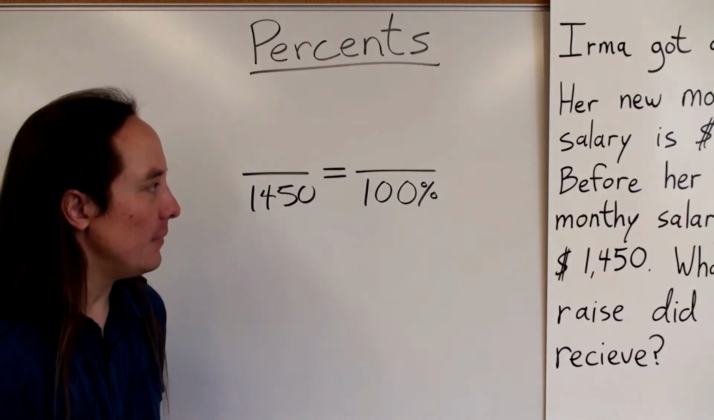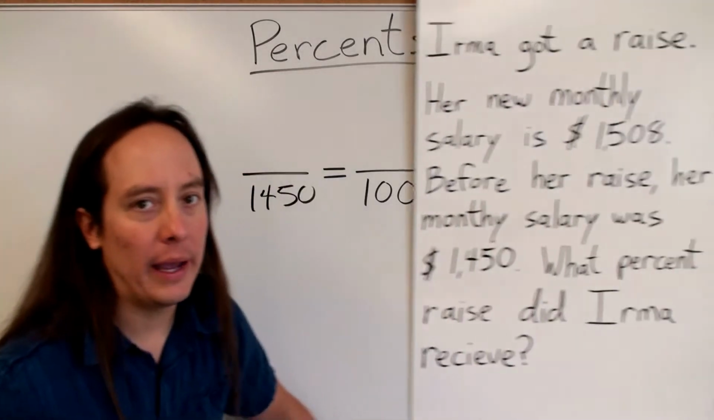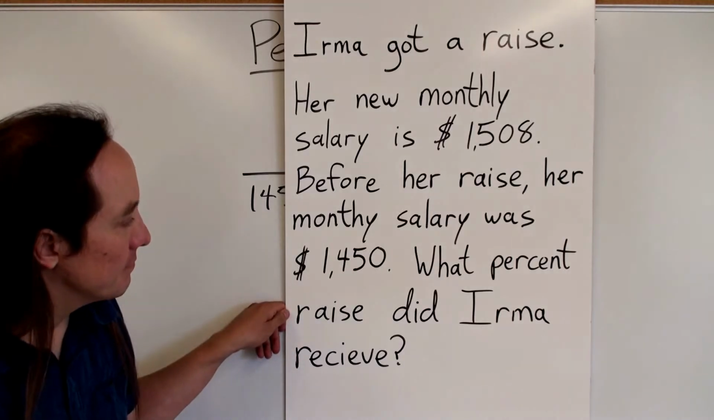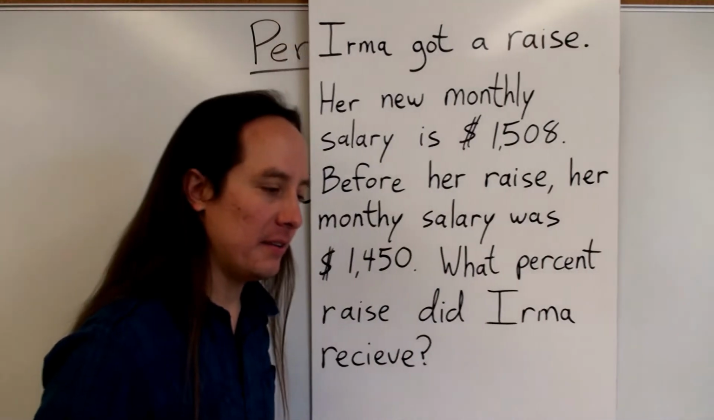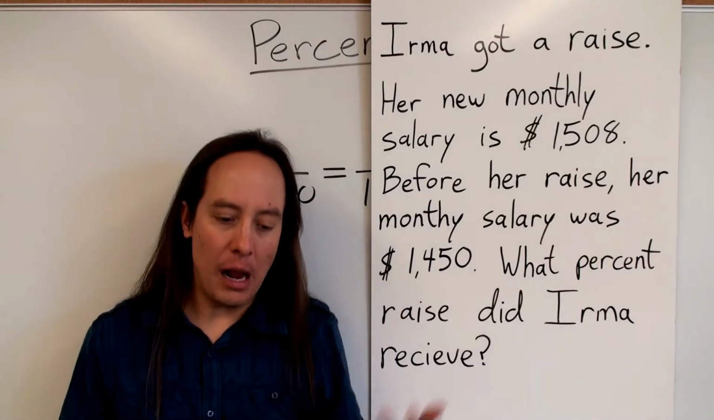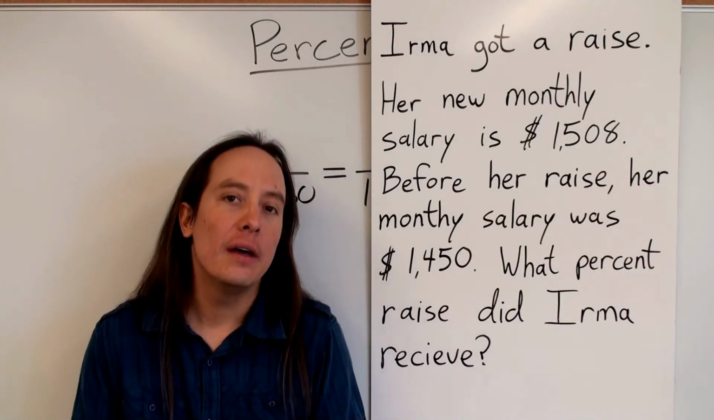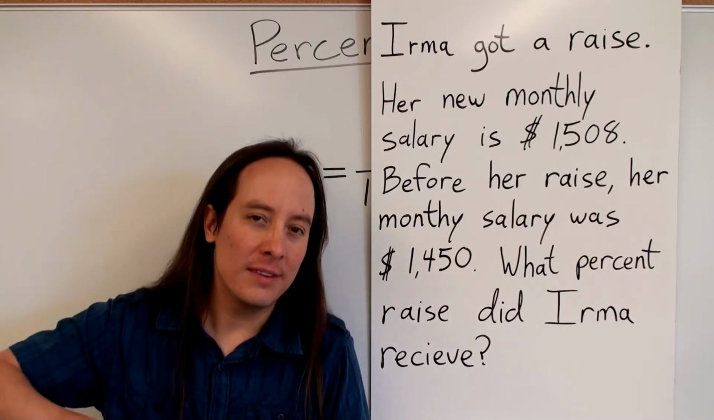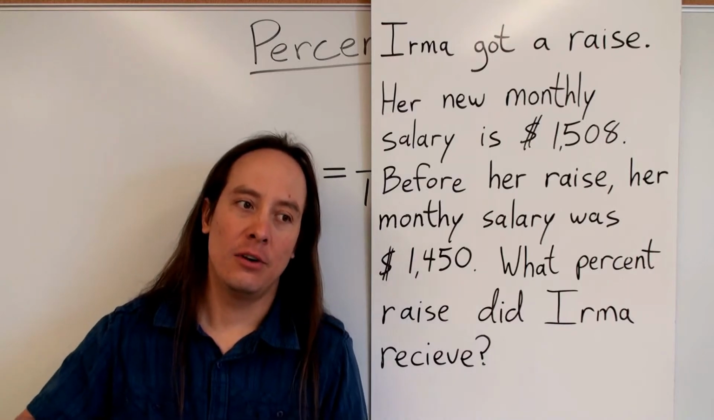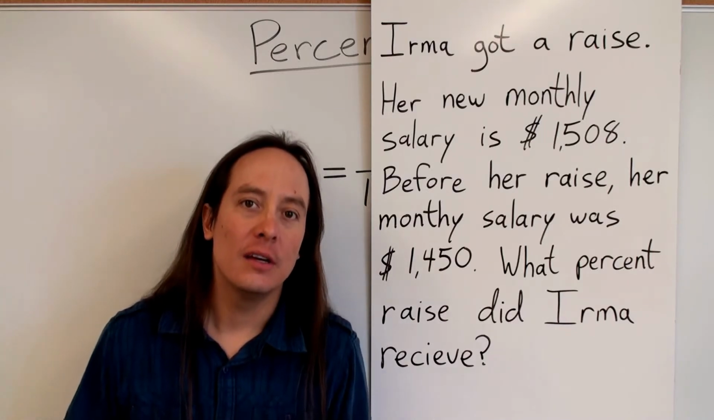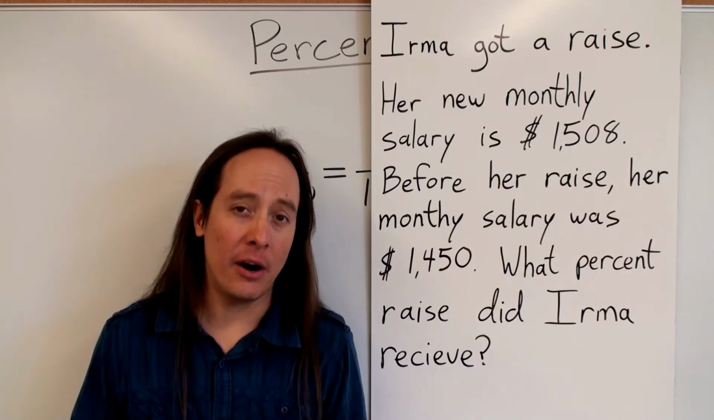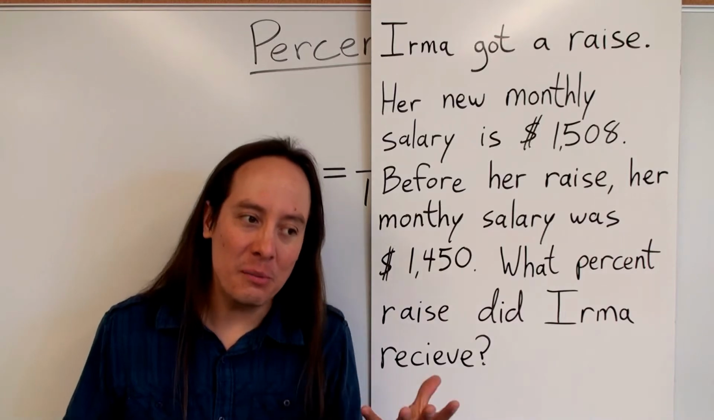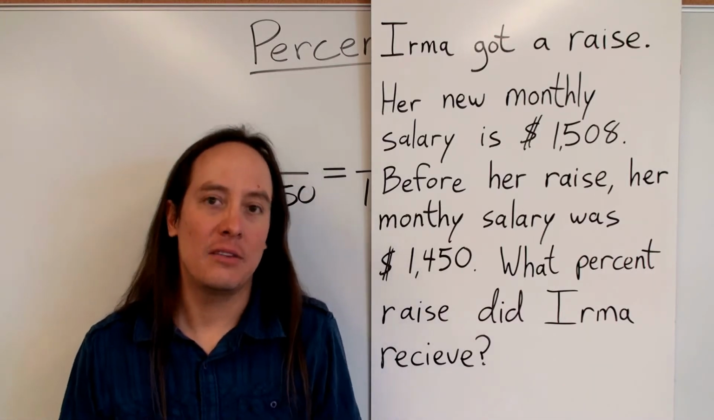All right, so let's go ahead and put the $1,450 in its place. Okay. Now, what do we do with the 1508? Remember what part is. In this problem, Irma was getting $1,450 a month, and then she got a raise. Now she's making $1,508. What's the difference in change? So her salary changed by how much? This is what I was talking about when we were talking about part. You've got to subtract the original amount from the new amount, and that's what we're going to have to do here.